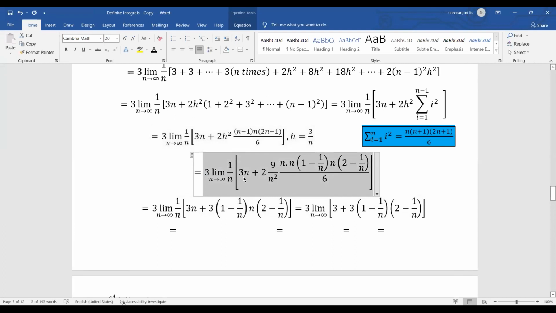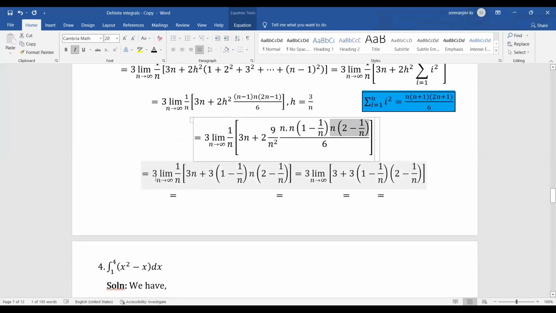I repeat: 3 into limit n tends to infinity, 3n plus 2 into h square. h is equal to 3 by n, so h square will be 9 by n square. Then from this n minus 1, I'm taking n outside, then it will be n into 1 minus 1 by n. Similarly, from 2n minus 1, I'm taking n outside, then it will be n into 2 minus 1 by n.